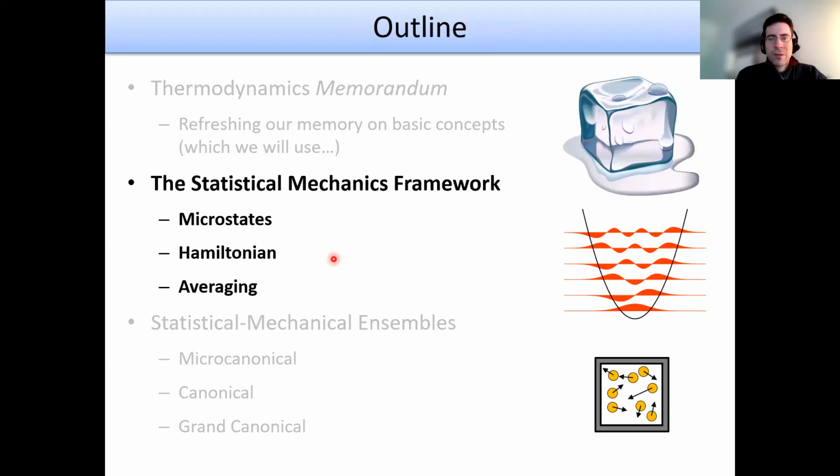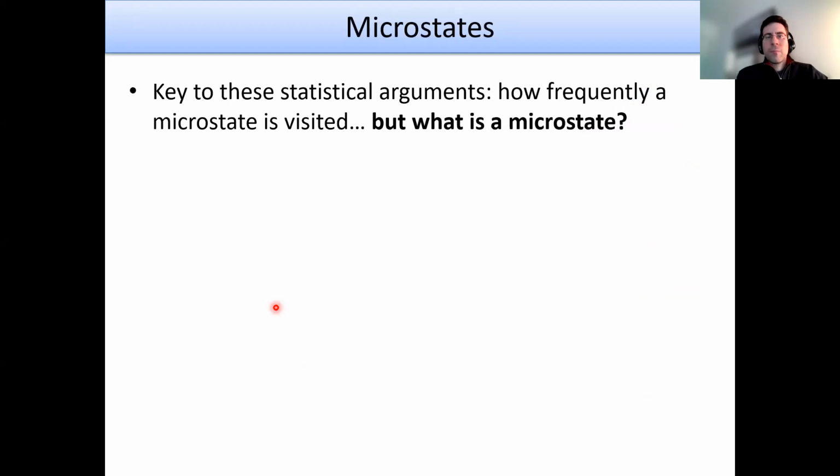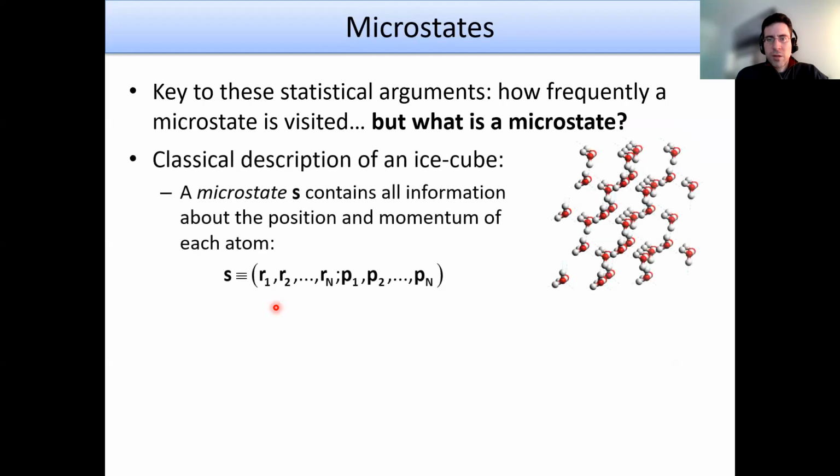So we'll talk about the statistical mechanics framework, and we will introduce these concepts: microstates, Hamiltonians, and averaging approaches. Key to all of these statistical arguments is how frequently a microstate is visited. So we need to discuss a bit what is a microstate. Now, let's say we have a classical description of our ice cube.